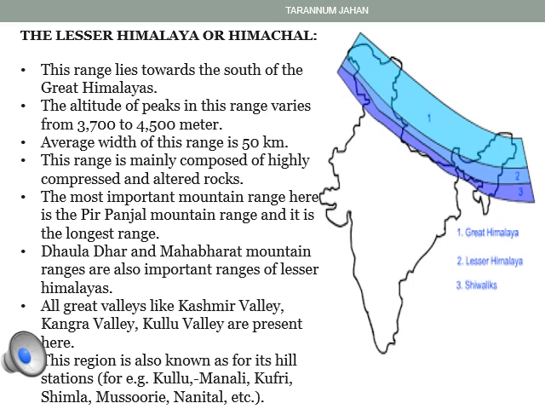The average height of the Himachals is 3,700 to 4,500 meters. We find many valleys here, like the Kashmir valley, and basically you will find many hill stations over here. The most important mountain range here is the Pir Panjal range, and it is the longest range which we find in the Himachals.